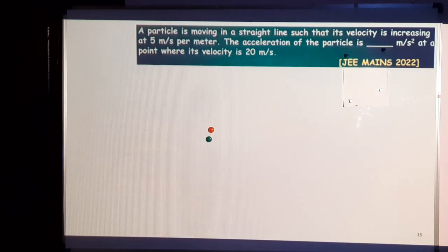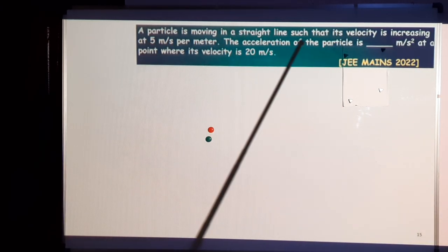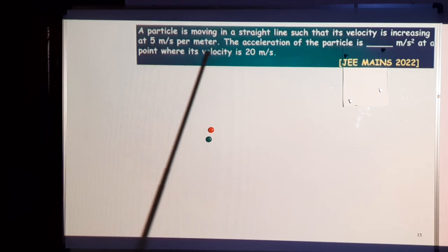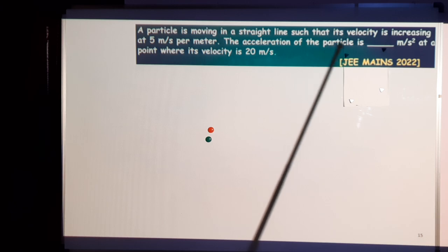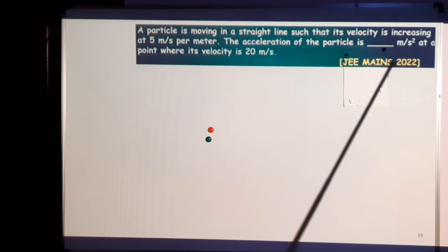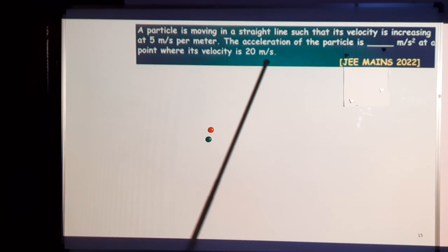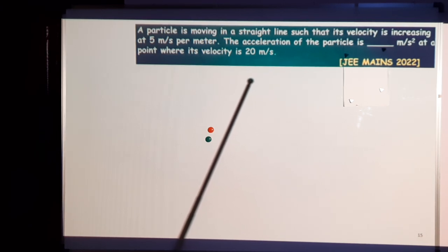Here's the next question. A particle is moving in a straight line, so the velocity is increasing at 5 meters per second per meter. Acceleration of the particle is dash meter per second squared at a point where its velocity is 20 meter per second. So you have to find the acceleration when the velocity is 20.